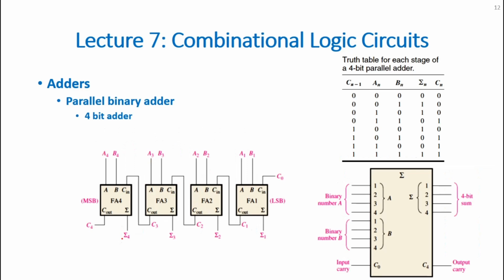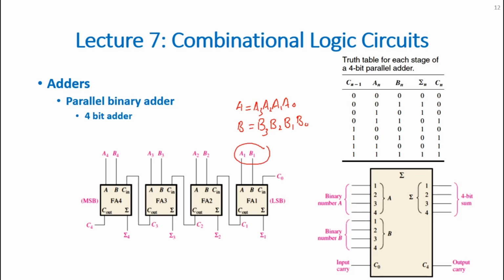Next type of parallel binary adder is the 4-bit adder, where we will need 4 full adders, and the numbers could be in the form of A equal to A0, A1, A2 and A3, and B equal to B0, B1, B2 and B3, where B0 is the least significant bit. Similarly, A0 is the least significant bit, and A3 and B3 are the most significant bits of these two numbers.